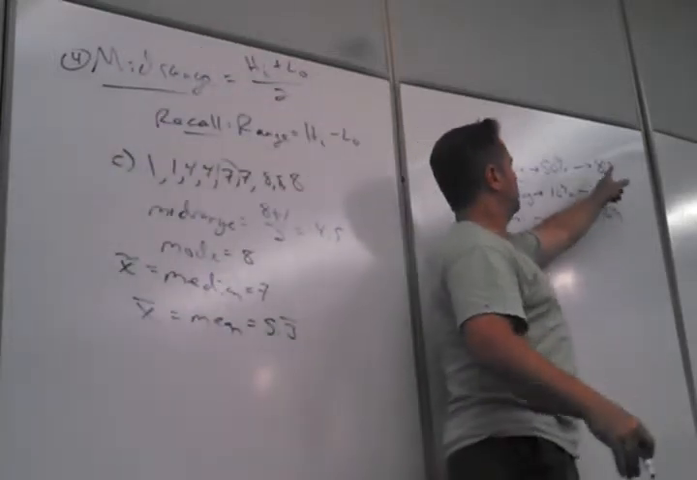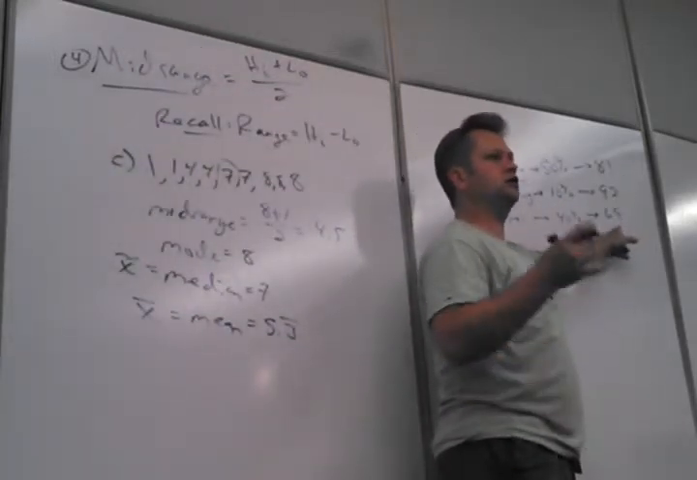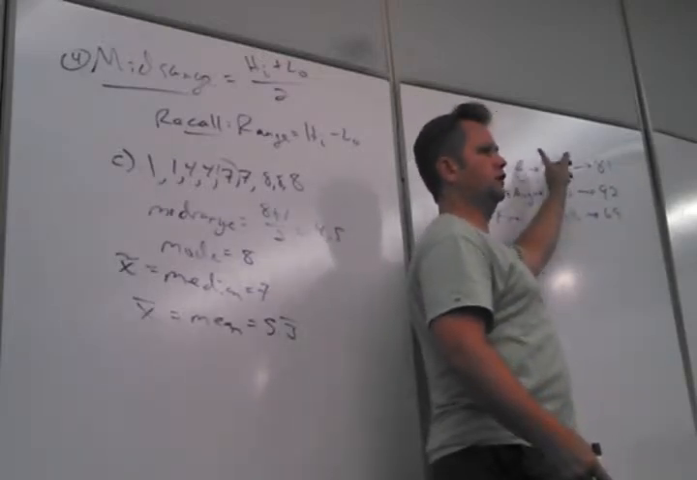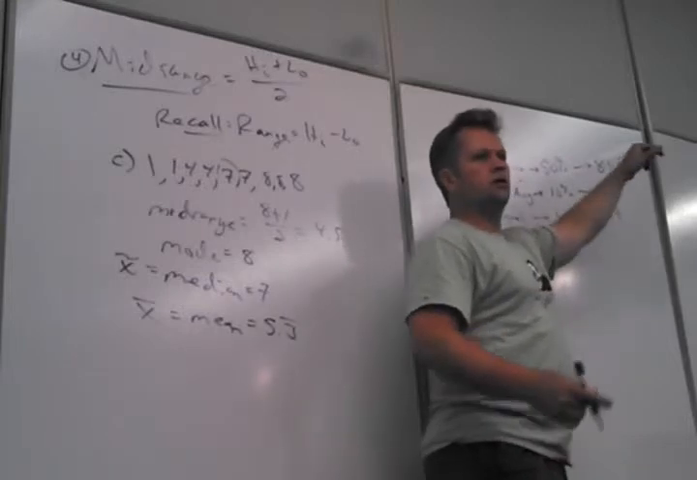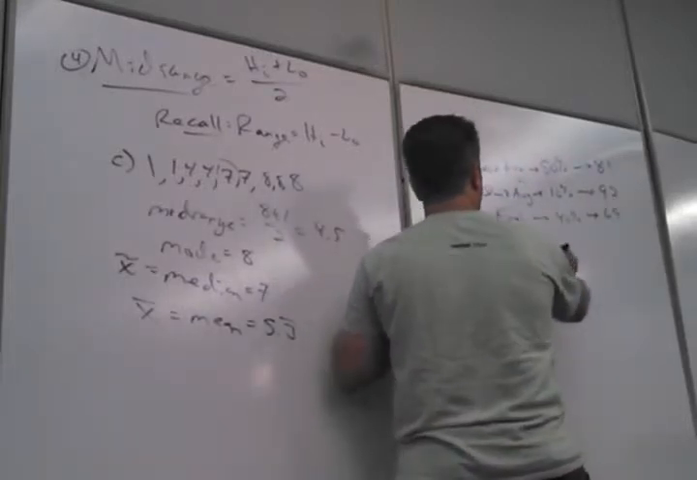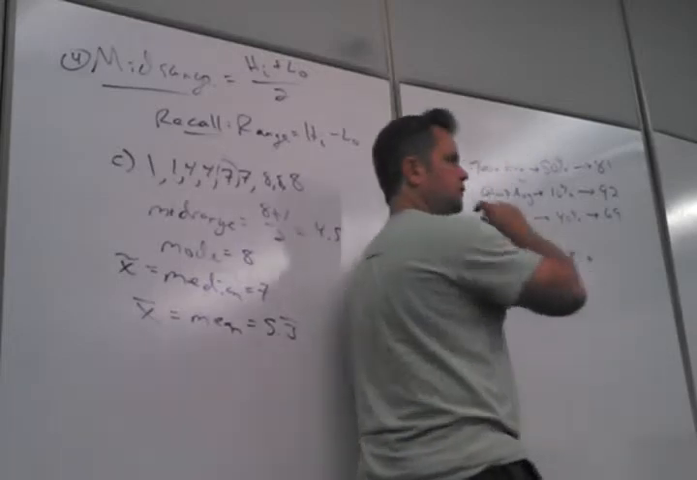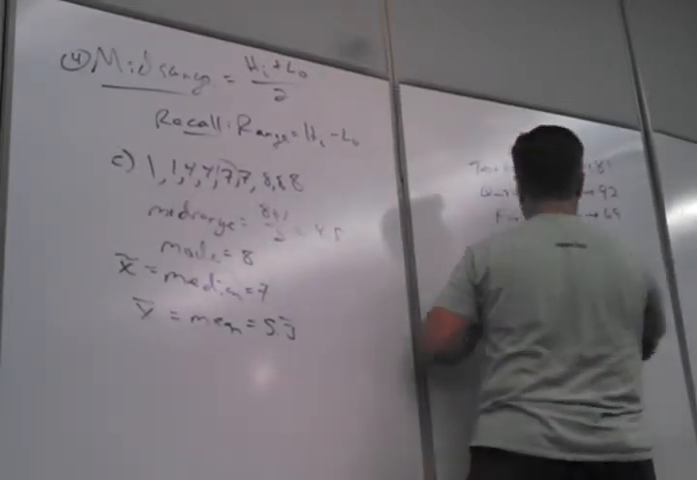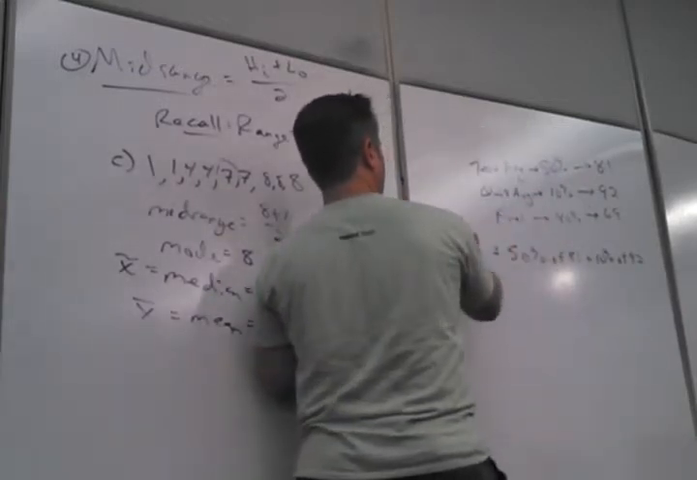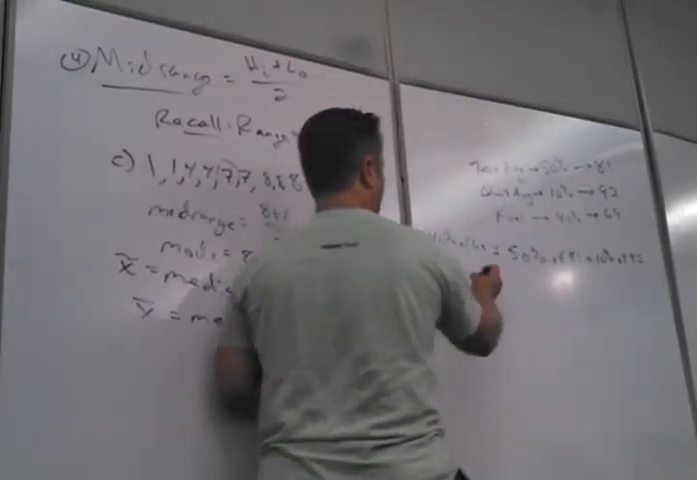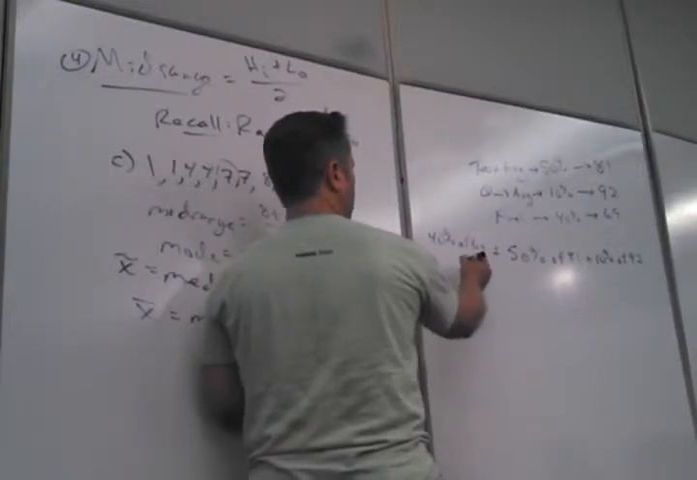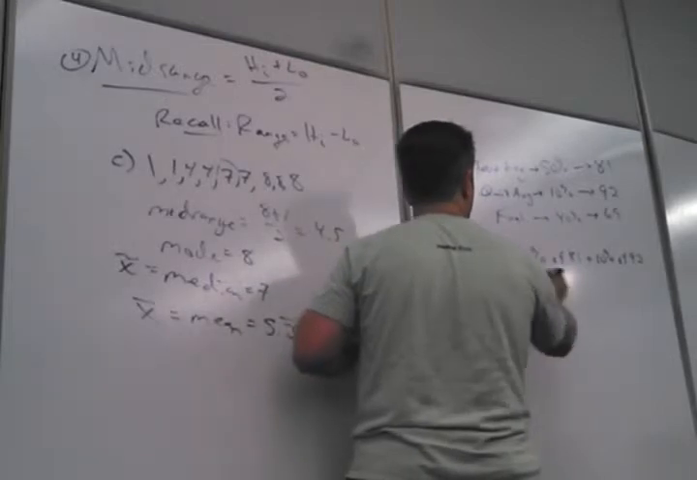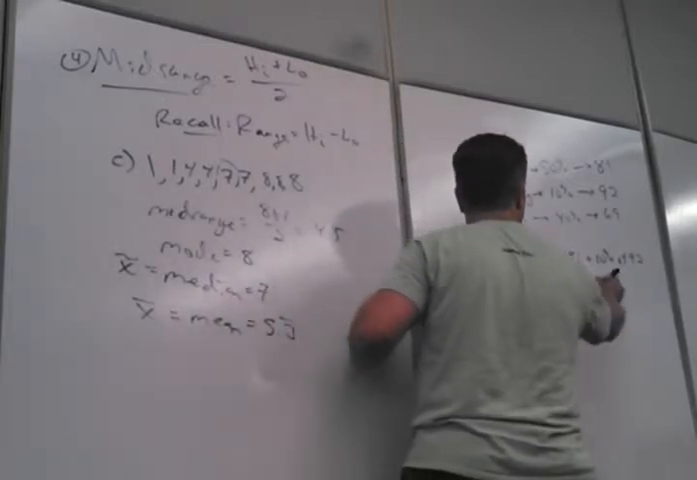It cannot be just add these up and divide by 3, because they're differently weighted. So 50% of your grade is based off of 81. So you actually do 50% of 81 plus 10% of 92 plus 40% of 69. Mathematically, it would be 0.4 times 69 plus 0.5 times 81 plus 0.1 times 92.